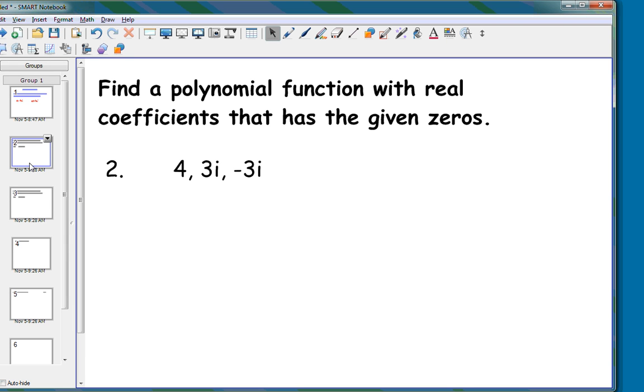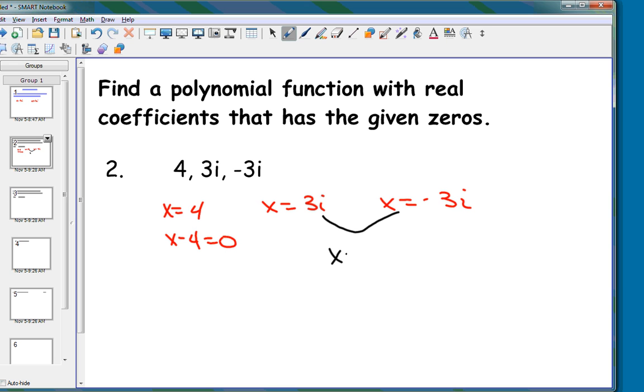The roots that I give you are 4, 3i, and negative 3i. Now, that means that x is equal to 4, to 3i, and to negative 3i. Do we all see that, yes or no? So that means x minus 4 is equal to 0. And then what we're going to do here is write this as x is equal to plus or minus 3i. Yes or no?